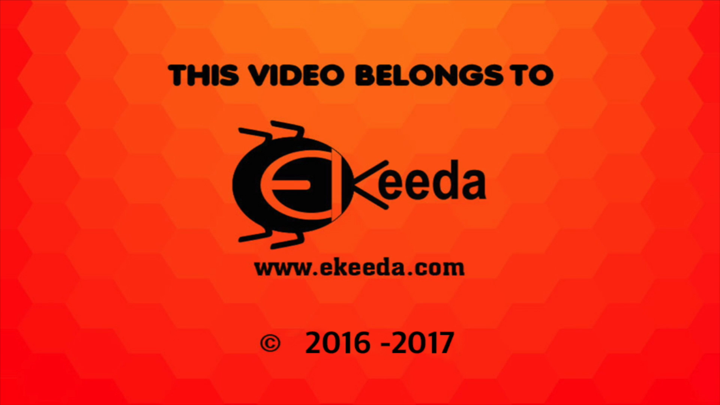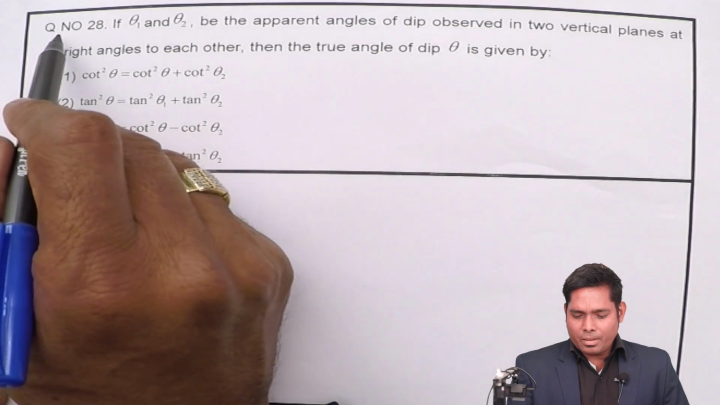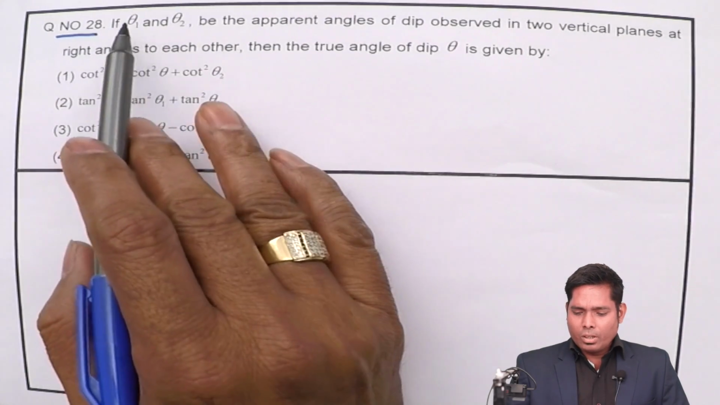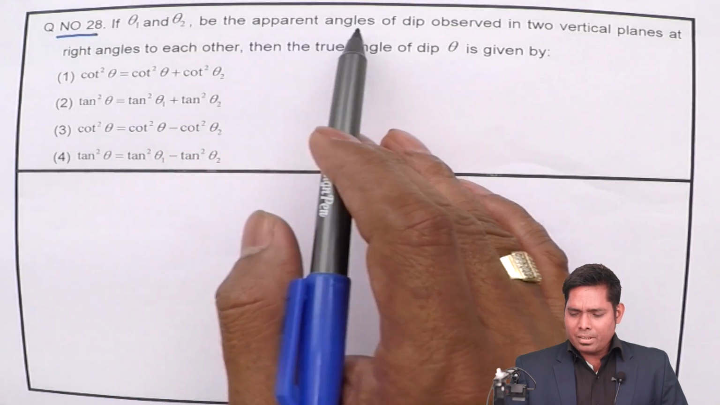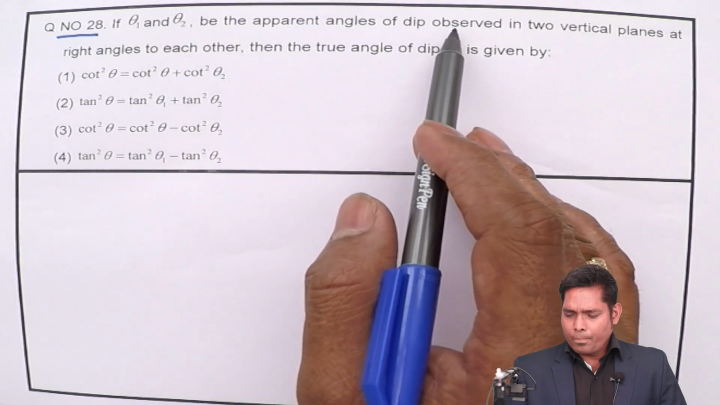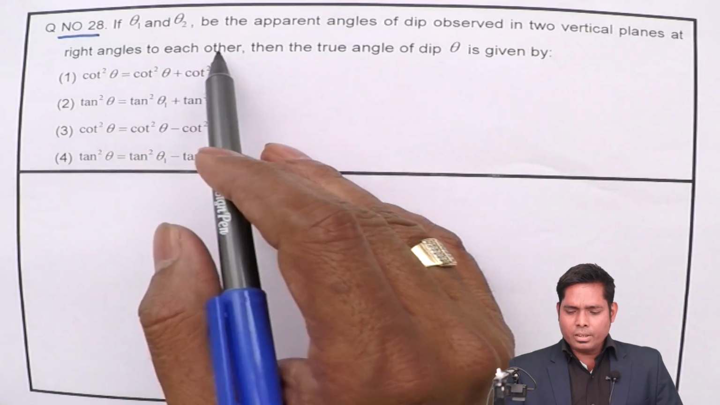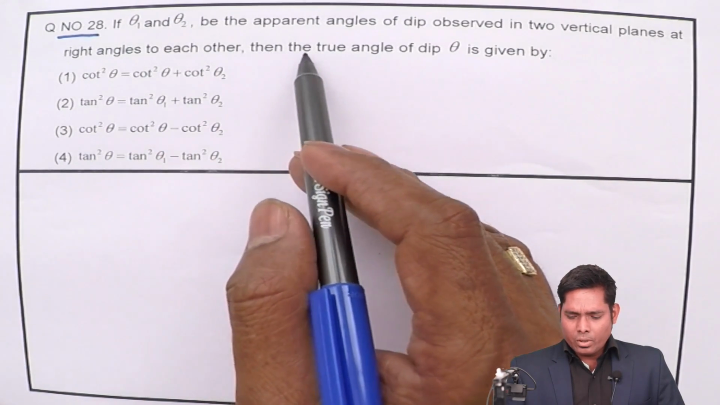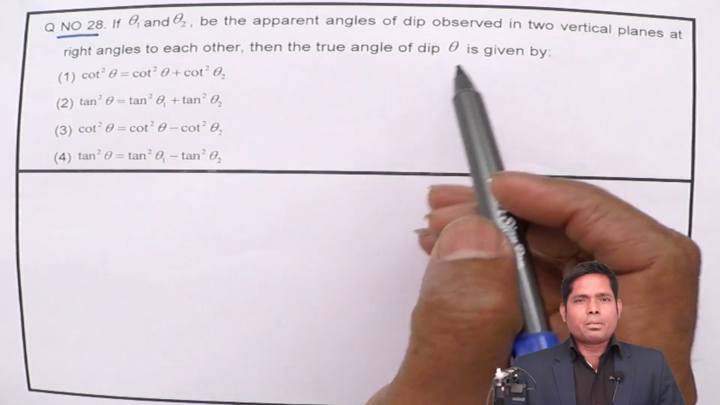Question number 28 of NEET Physics paper 2017. Students, let us solve question number 28. If theta 1 and theta 2 be the apparent angles of dip observed in two vertical planes at right angle to each other, then the true value of the angle of dip theta is given by.